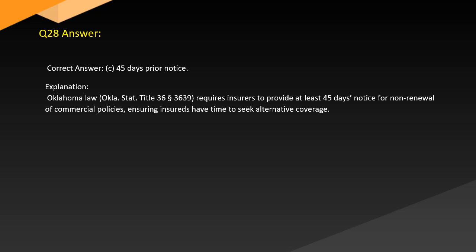Answer. Correct answer. C. 45 days prior notice. Explanation. Oklahoma law, Okla. Stat. Title 36 § 3639 requires insurers to provide at least 45 days notice for non-renewal of commercial policies, ensuring insureds have time to seek alternative coverage.